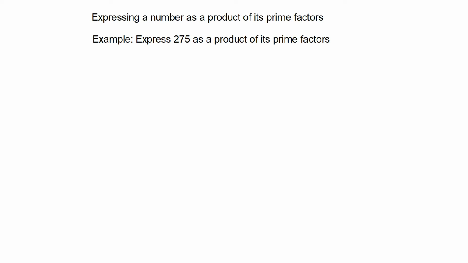Here is a harder example. I want to express 275 as a product of its prime factors. So I need to think of a prime number which will go into 275. So I could say, for example, 5, because 5 is a factor of 275, and it's a prime number. So I could use a bus stop to help me.